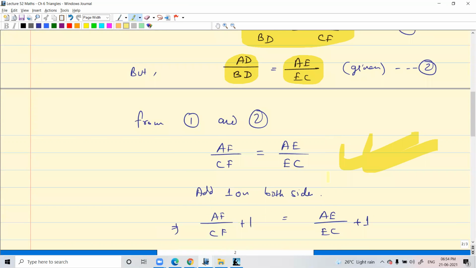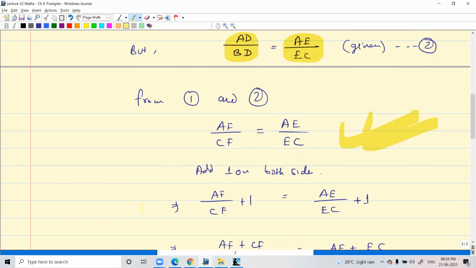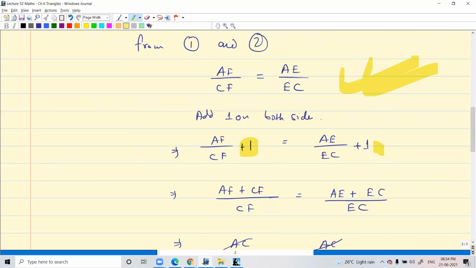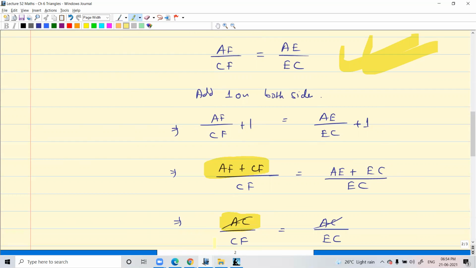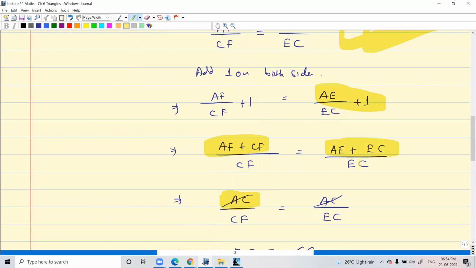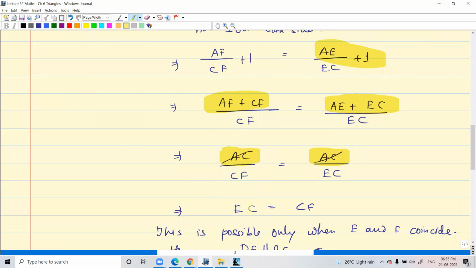Now, once we have this ratio, what I told you is this ratio is possible only when E and F have to be on the same place. This ratio is only possible in one condition. If they are at different places, then this ratio is not possible. But how to mathematically prove that? For that, we have done some simple calculation. We just added 1 on both sides. And once we added 1, the numerator became AF plus CF, which becomes AC. And on the RHS also, AE plus EC also becomes AC. And this AC gets cancelled. So with that, we get EC is equal to CF. So this is a much simpler idea, right?